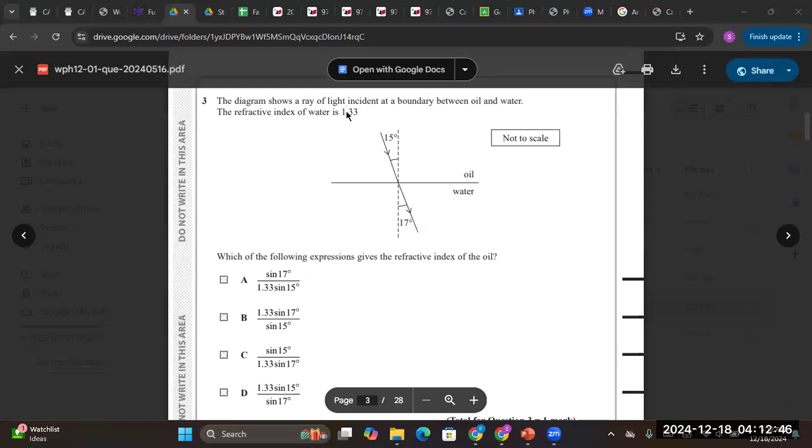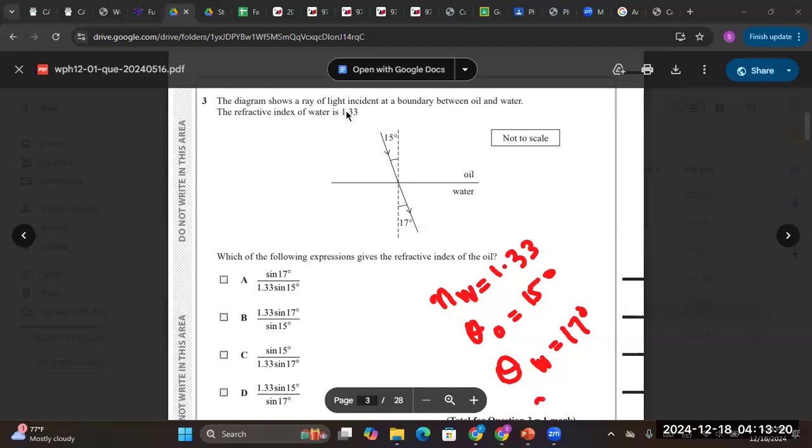So over here, my advice to you is whenever solving questions like these, always write down the data. Like this is available to me in the question. So what do you know from the question? You know that the refractive index of water is 1.33. You know that you have an angle in the water and an angle in the oil, theta. Angle in the oil is 15 degrees and angle in the water is 17 degrees. So you need to find the refractive index of oil.